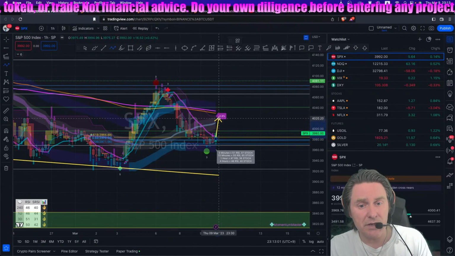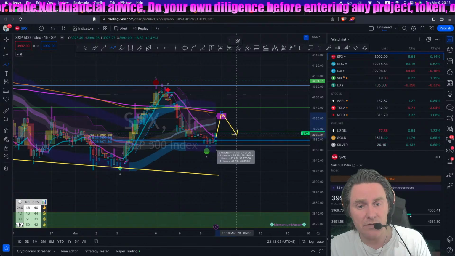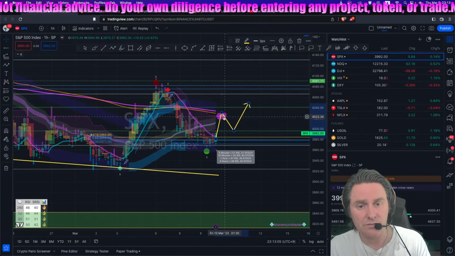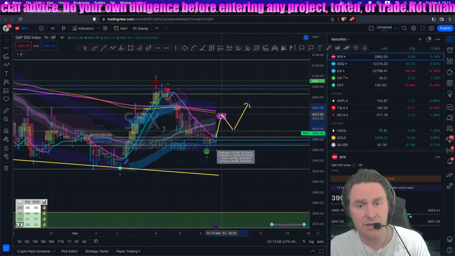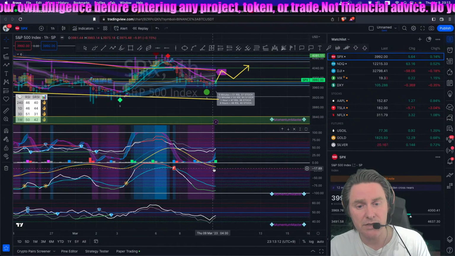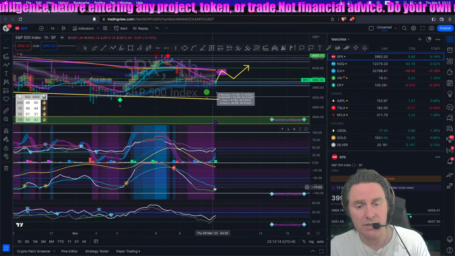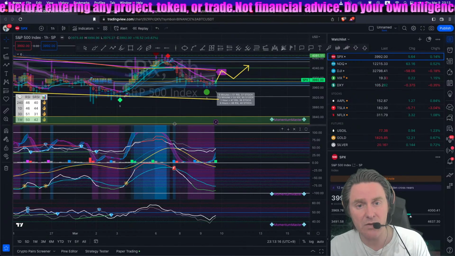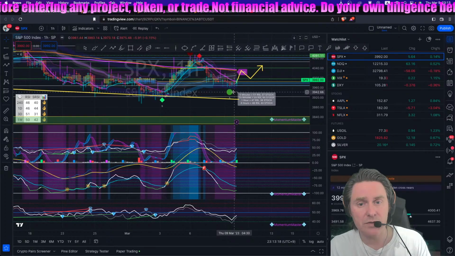So you could come up here and get rejected off of the adaptive region, the ATR adaptive region on the hourly, since it's an hourly play. So you're seeing the MACD about to cross. The Williams is in a good space now. So this would be where you would think about it.